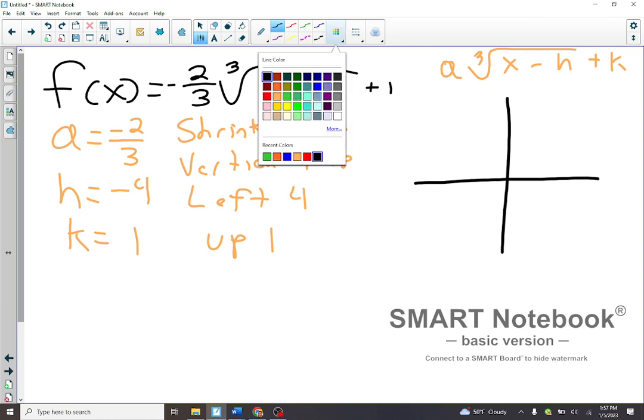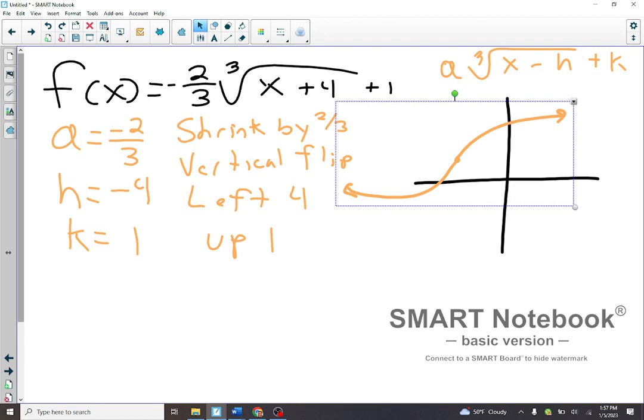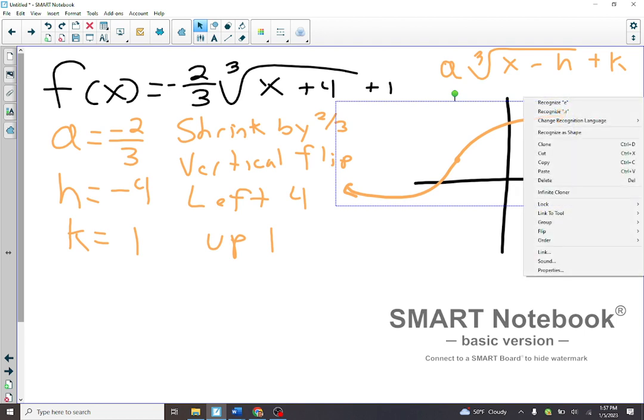All right. So normally our equation would look like this. But there's a couple of things happening in it. One, it's moved left 4. It moved up 1. Also, it vertically flipped.